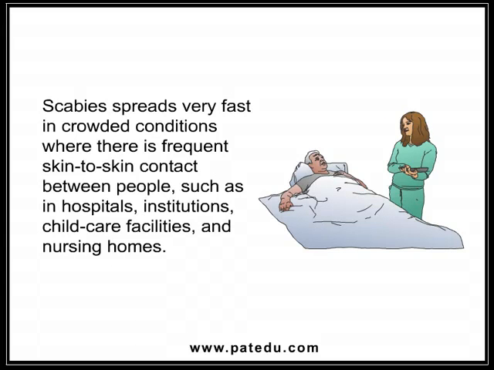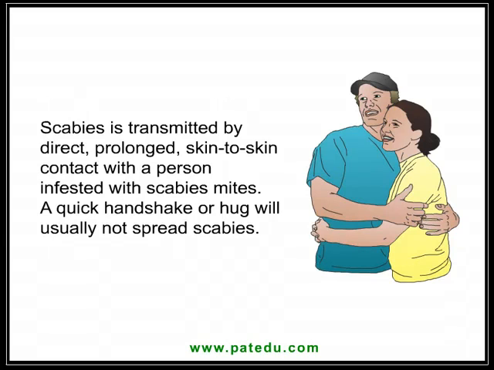Scabies spreads very fast in crowded conditions where there is frequent skin-to-skin contact between people, such as in hospitals, institutions, child care facilities, and nursing homes. Scabies is transmitted by direct, prolonged skin-to-skin contact with a person infested with scabies mites. A quick handshake or hug will usually not spread scabies.